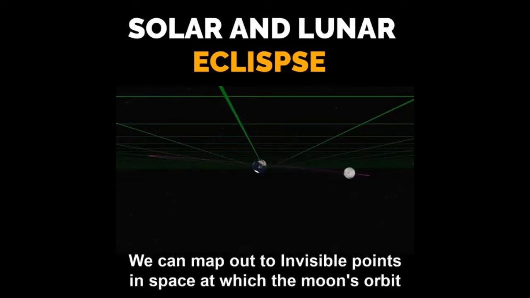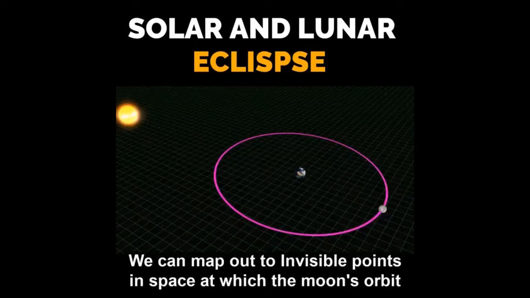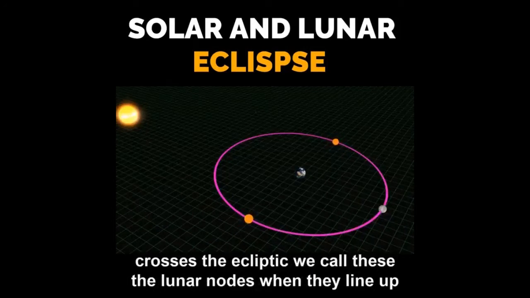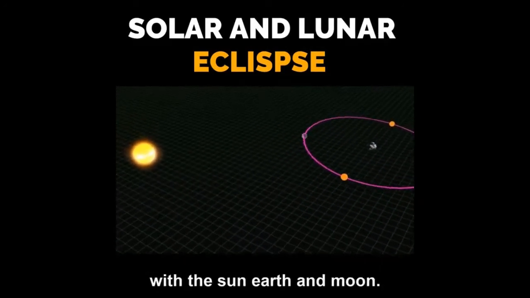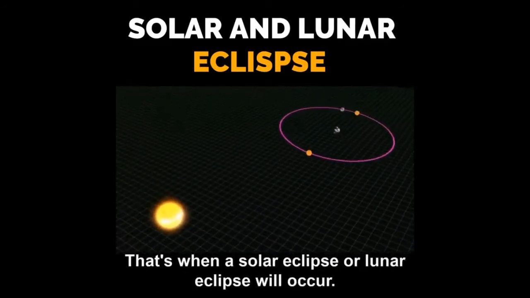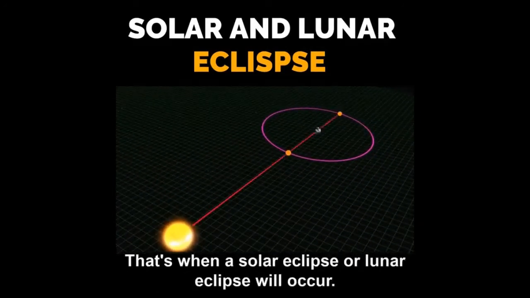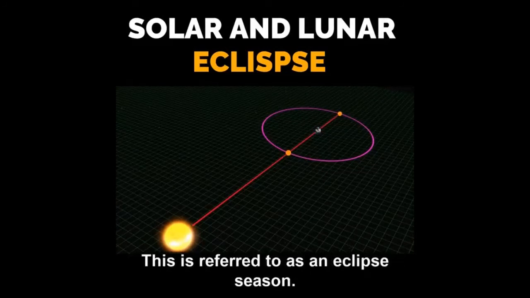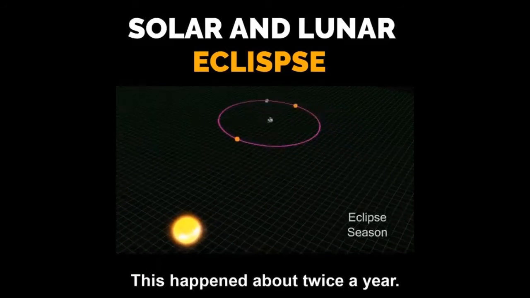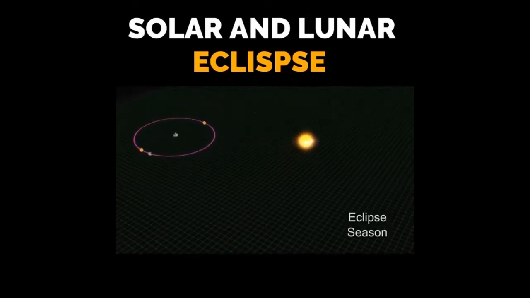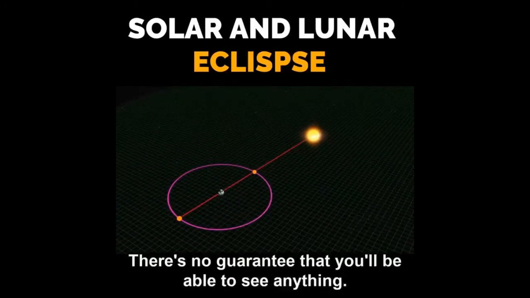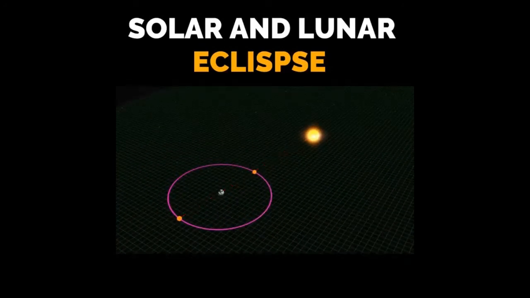We can map out 2 invisible points in space at which the Moon's orbit crosses the ecliptic. We call these the lunar nodes. When they line up with the Sun, Earth, and Moon, that's when a solar eclipse or lunar eclipse will occur. This is referred to as an eclipse season. These happen about twice a year. During an eclipse season, there's no guarantee that you'll be able to see anything.